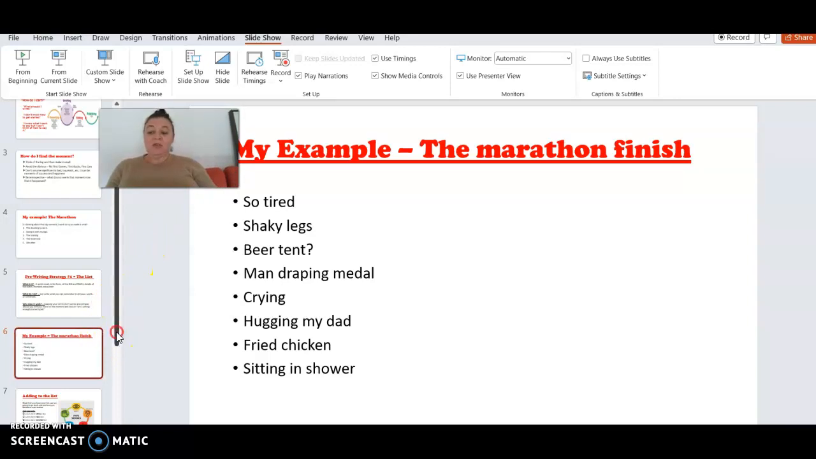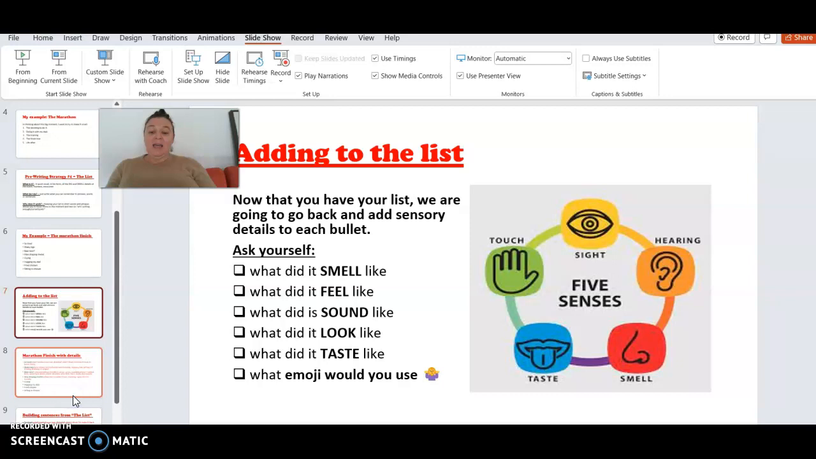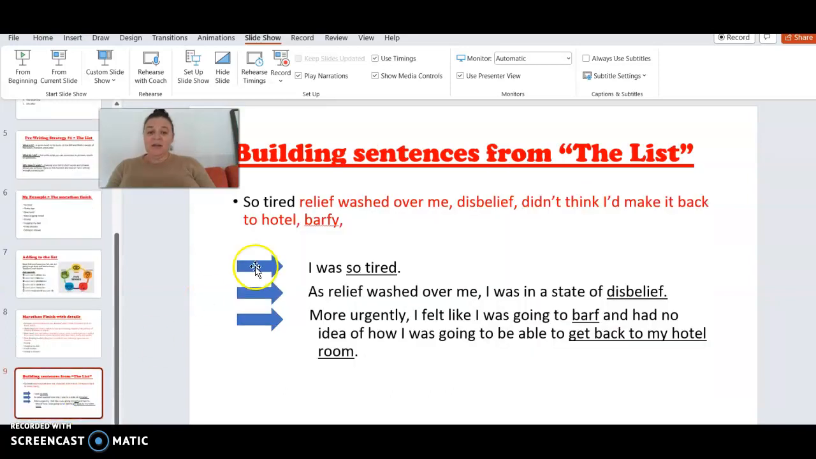And now what I'm going to do is I'm going to go back and I'm going to add sensory details to that list. So at the finish line, what do I remember smelling? What do I remember feeling? What do I remember the sounds? What did it look like? What did it taste like? What emoji would I use, right? Now, not all of these are going to be applicable. For example, at the marathon finish line, I wasn't really tasting anything, right? But most of these will work. And so now I'm going to add to my list, right?